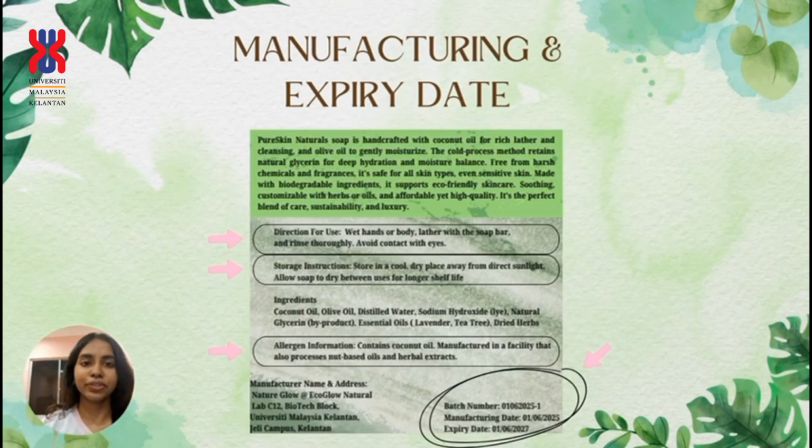Next, our Pure Skin Natural soap is clearly labelled to ensure safe and proper use. We show the manufacturing and expiry date so users know it's fresh and also safe to use. Our soap was manufactured on 1st June 2025 and expires on 1st June 2027, so there's a 2-year gap. And the allergen info is also included since it contains coconut oil and is made in a facility that handles nut-based oils and herbs. This helps sensitive skin users stay informed before purchasing our soap.